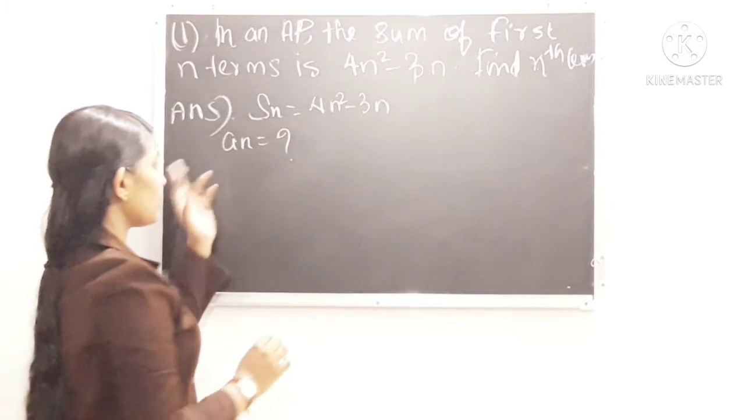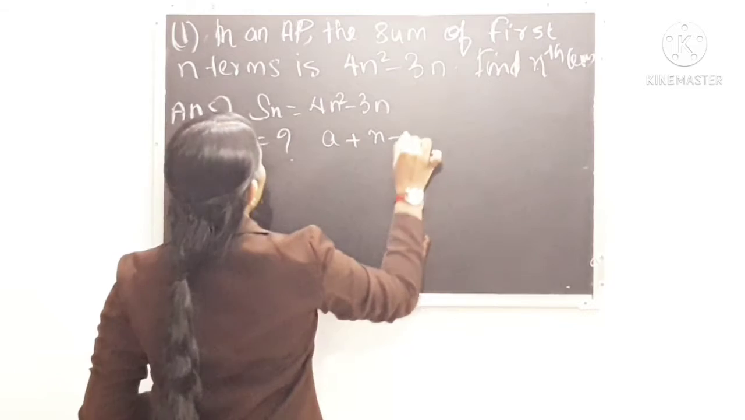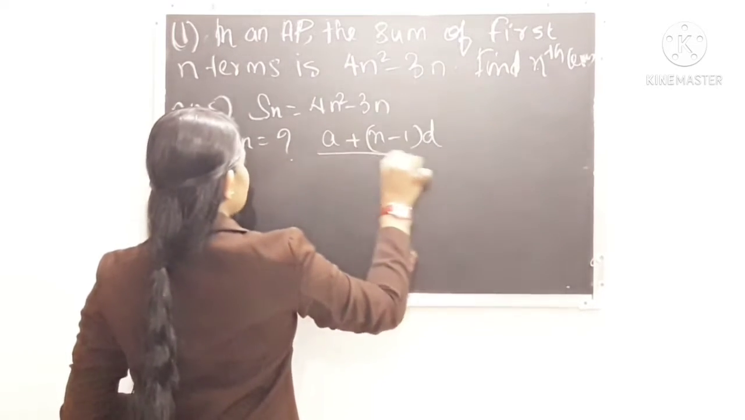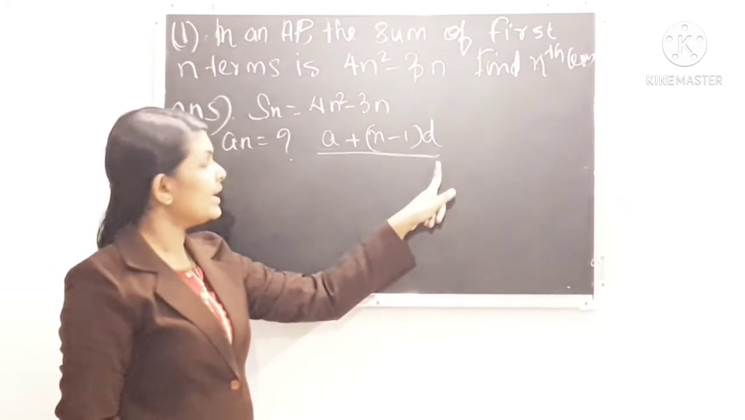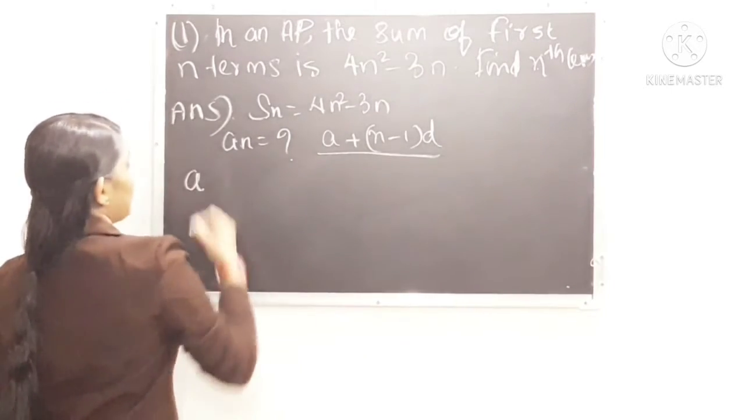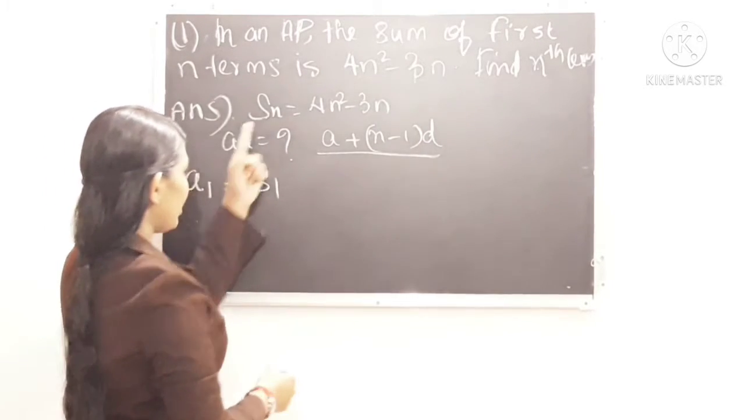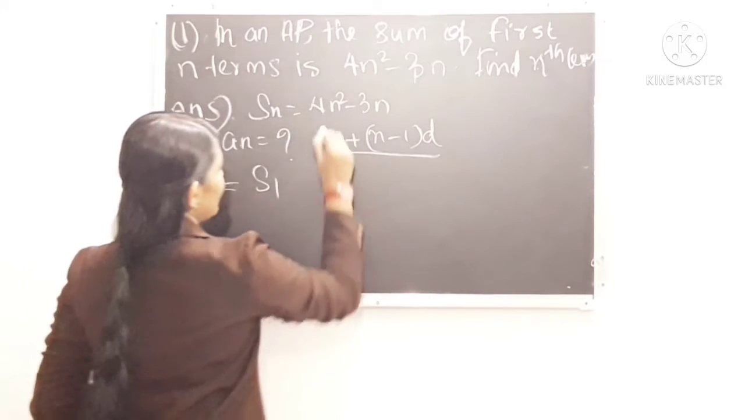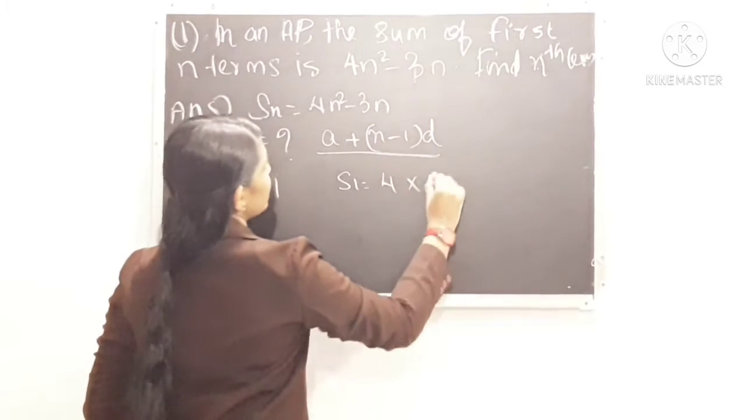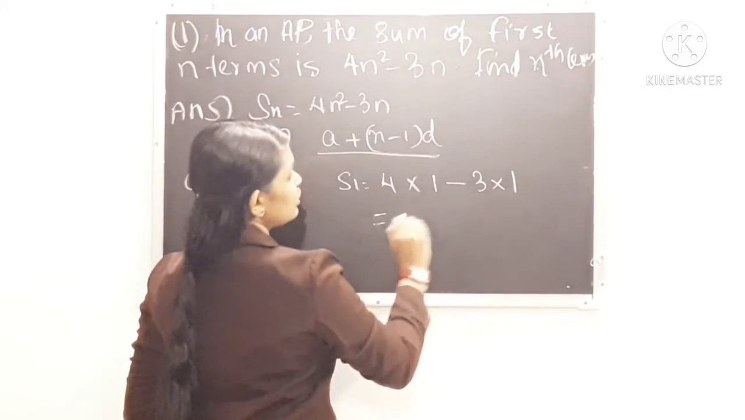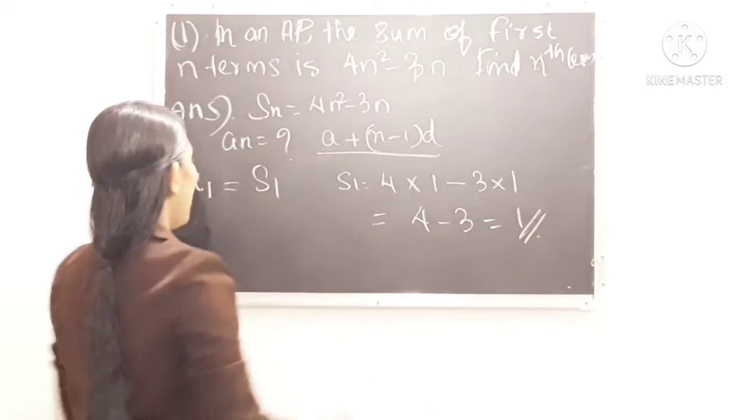So to get the nth term, what is the expression for the nth term? That is equal to a plus n minus 1 into d. So to get the value of this an, we have to find the value of a and also d. What is a? a means it's the first term, so this can also be written as S1 itself. If you put the value of n as 1 in this expression, S1 will be equal to 4 into 1 square minus 3 into 1, which is equal to 4 minus 3, and that is equal to 1. So S1 is 1, and that is the first term.